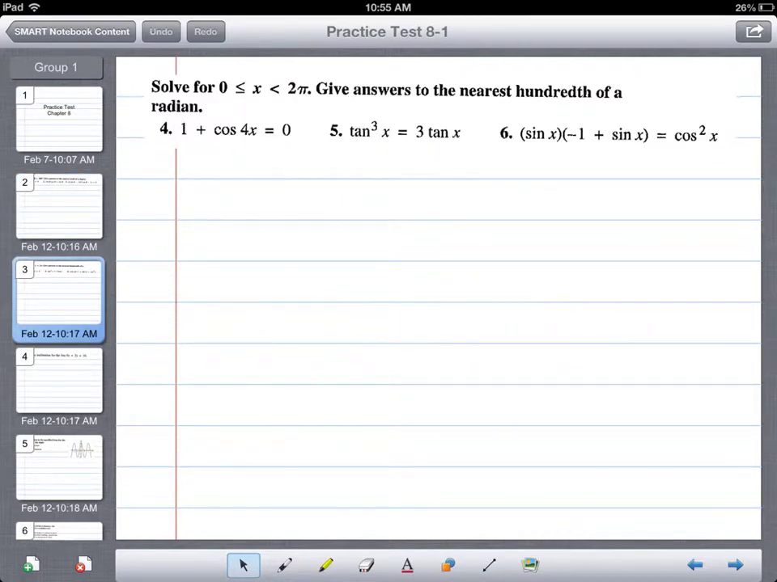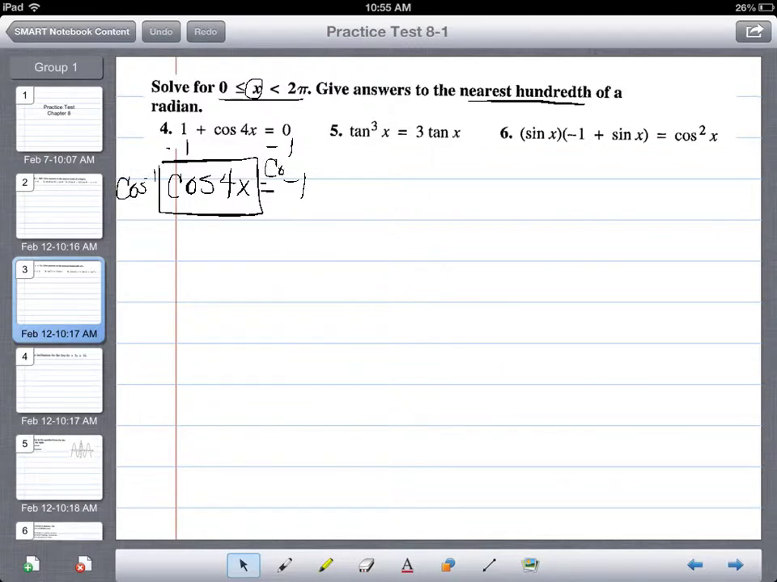Okay, more of the same with this one, except we are now switching over to radians. I can tell that because x has to be between 0 and 2 pi. So we are in radians, giving answers to the nearest hundredth. So I'll go ahead and subtract 1 from number 4 on each side, so I'll have the cosine of 4x is equal to -1. Now I've already solved for cosine of 4x, and this is probably a little different than what you've seen before, but we'll work through it. And what I now need to do is take the inverse cosine of both sides in order to solve for 4x.